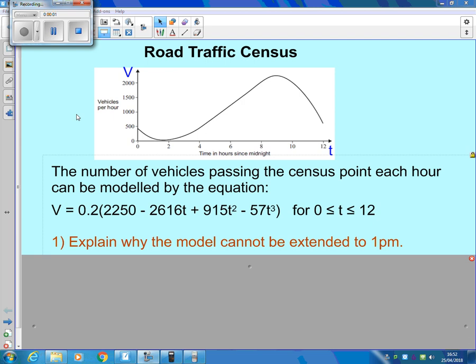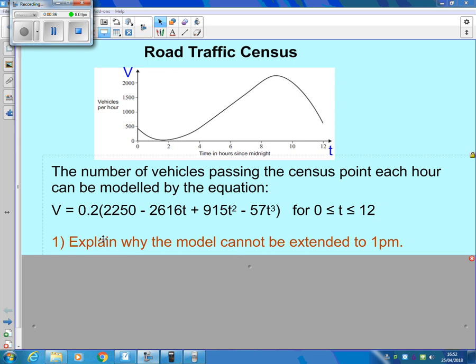Maths Calculus 2018. This is the video on the first topic for road traffic census. You should see that you have got this graph in your data sheet, and I've labelled it V for the number of vehicles per hour and T for the time in hours since midnight. Also notice in the question that you are being given a model that V is equal to 0.2 times all of this, and that it's applicable from 0 ≤ T ≤ 12. In other words, since it's from midnight, from 0 to 12 noon.